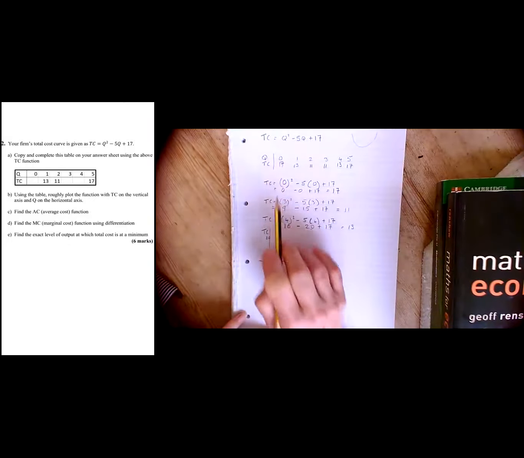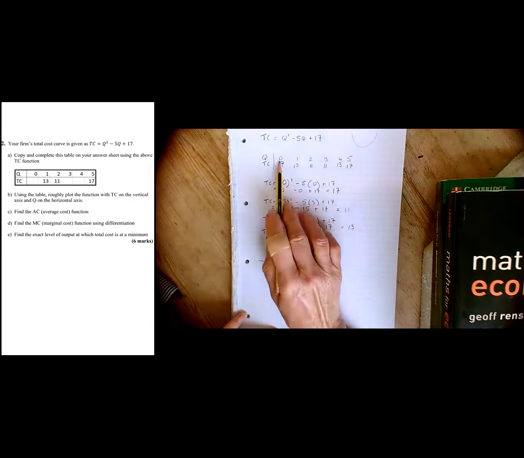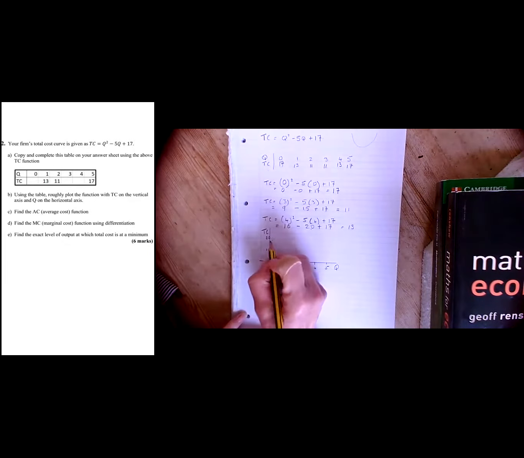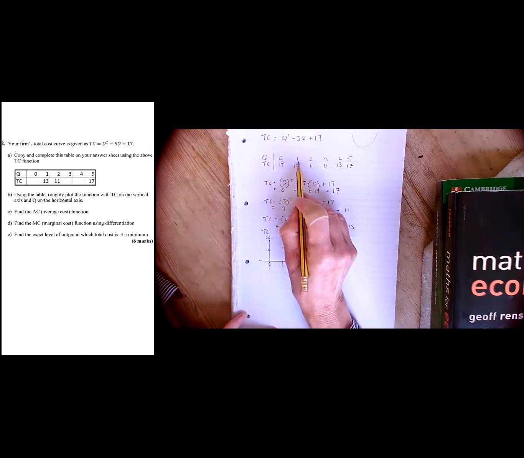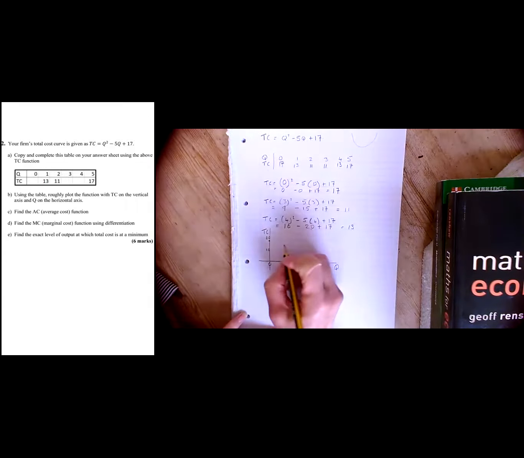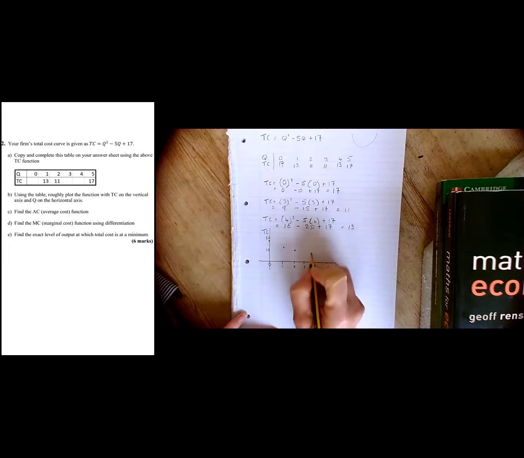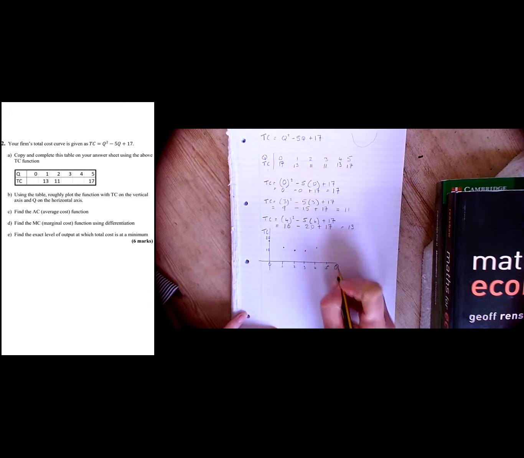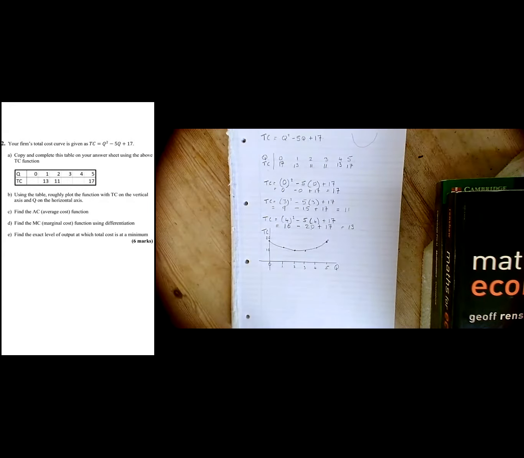So look, when quantity is 0, total cost is 17. So it's about here, isn't it? When quantity is 1, total cost is 13, so that's about there. And then at 2, it goes down to 11. 3 is about 11. This goes back to 13, and that goes back to, there we are. Oops, that's a bit too high. So that's our curve.